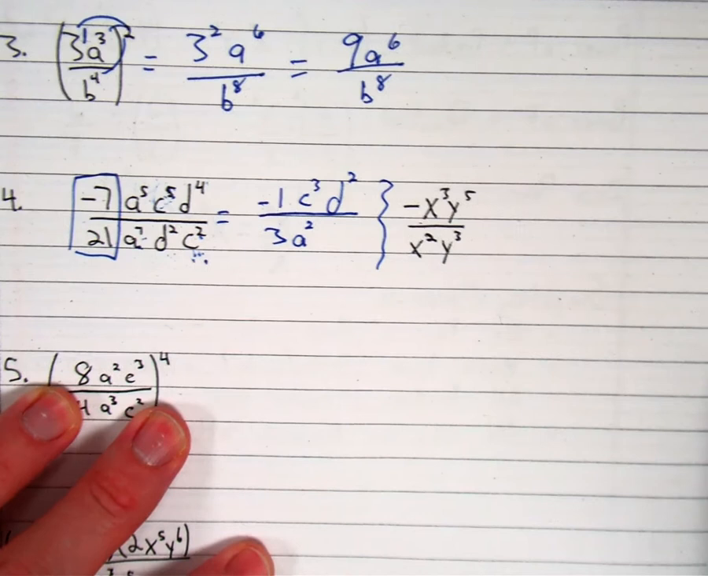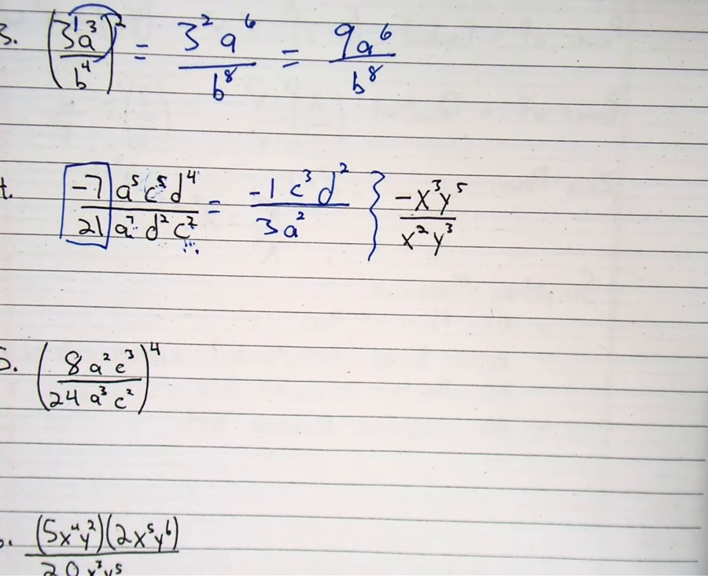Okay. Let's see, there's just a little small one right here. Let's see if you can handle this on your own. Negative x to the 3rd, y to the 5th, over x squared, y to the 3rd. Let's see what you got there.